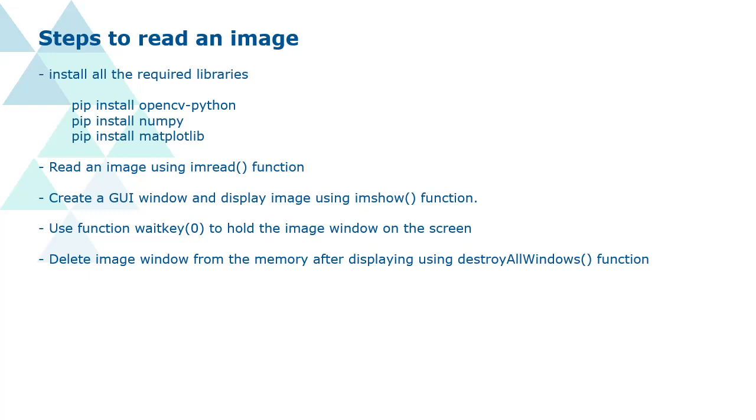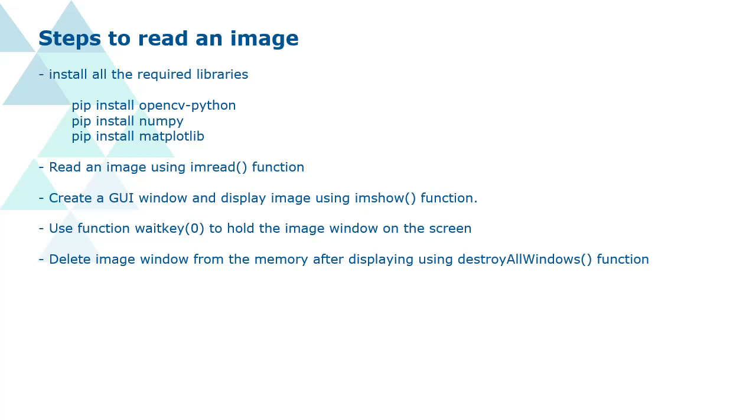In this video, we will see how to read an image using the OpenCV library in Python. For this, some libraries are required, such as OpenCV Python, NumPy, and matplotlib. The function that you would use to read an image is called imread, which is short for image read. You can create a GUI window and display this image using the function imShow.